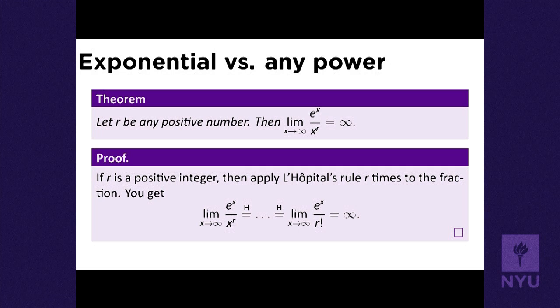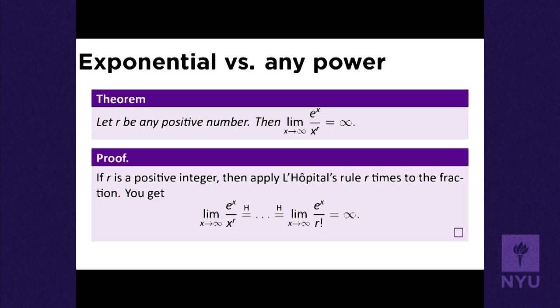All right, so if it were 3, then you get 3 times 2 times 1, which is 3 factorial, or 6. If it were x to the 4th, you get 4 times 3 times 2 times 1, which is 24. We write that as 4 factorial. 10 factorial is some other large number. But eventually, it's e to the x over a constant, which goes to infinity.